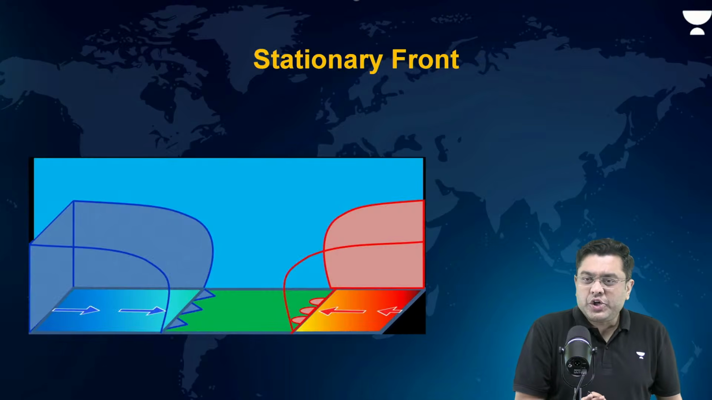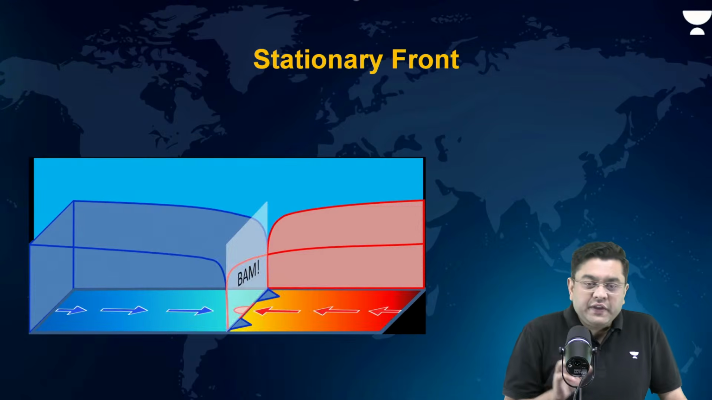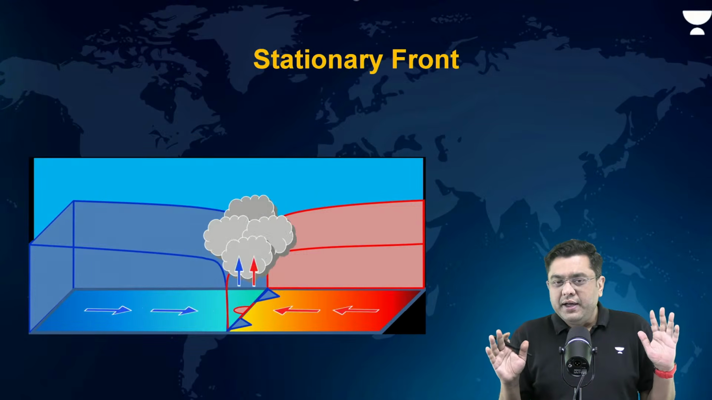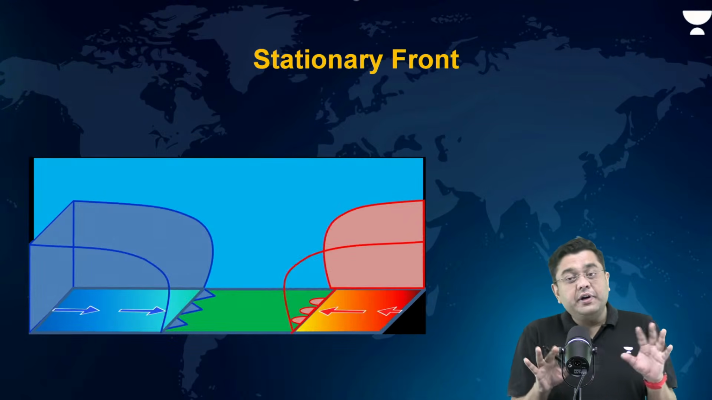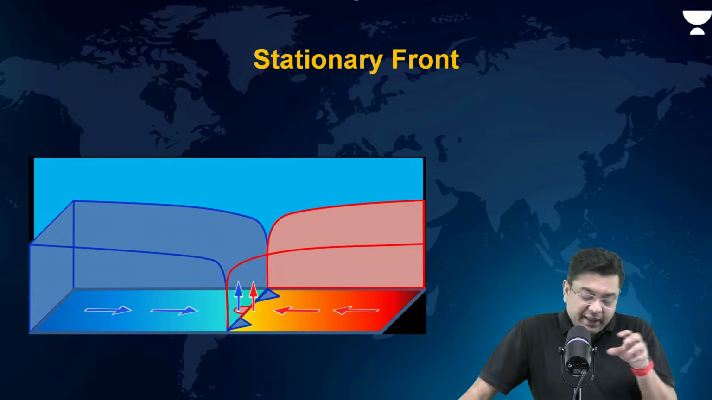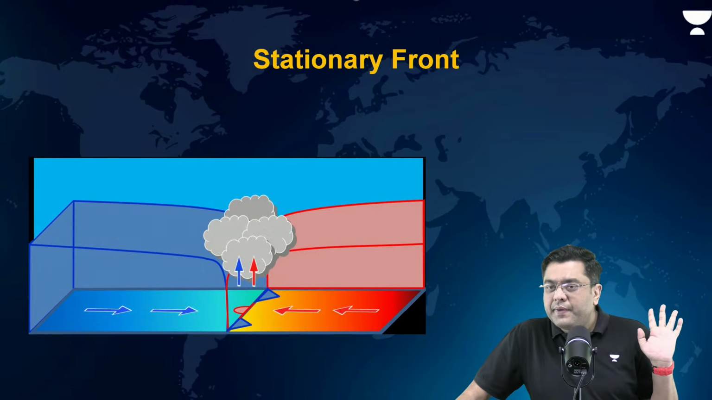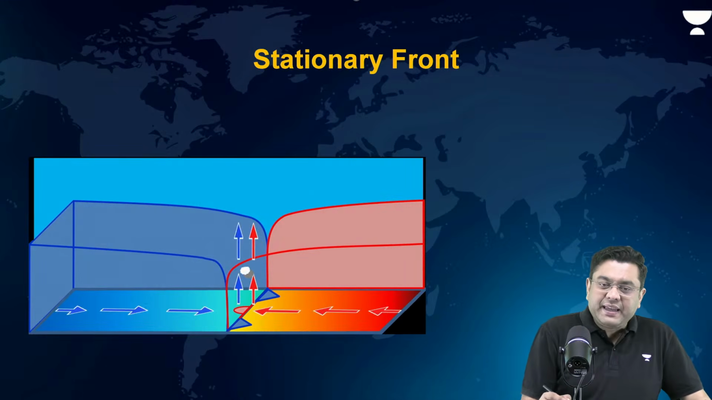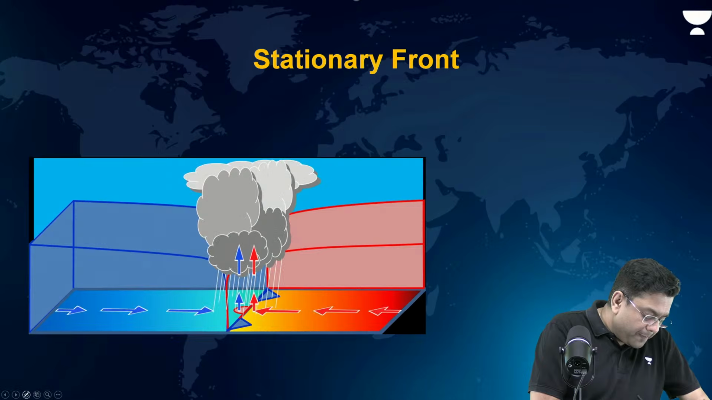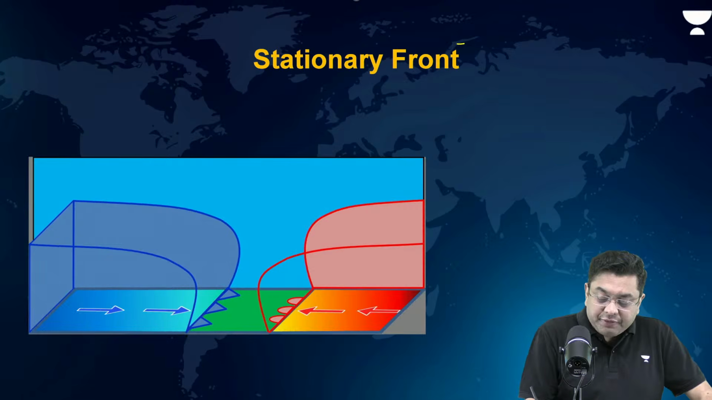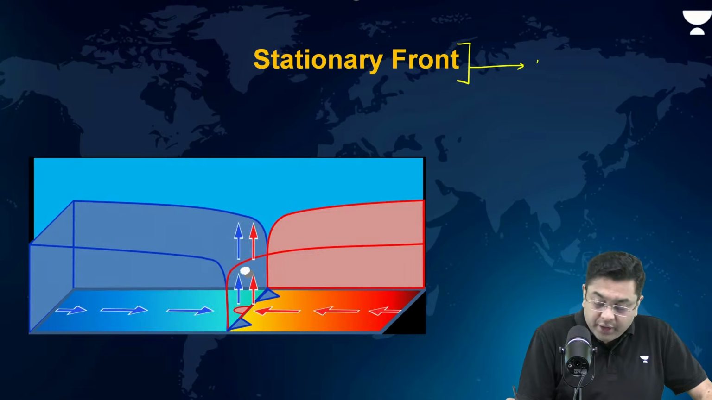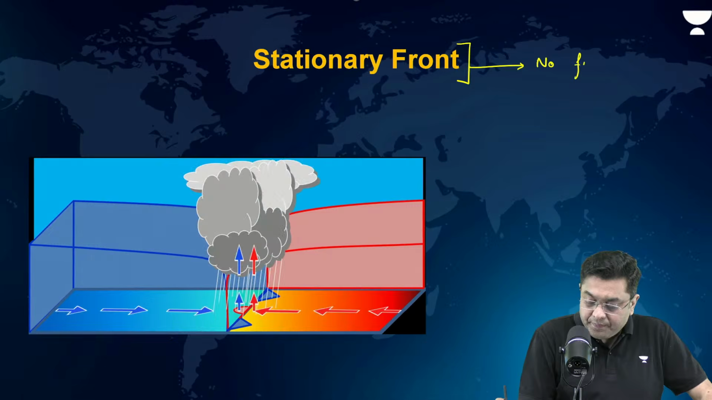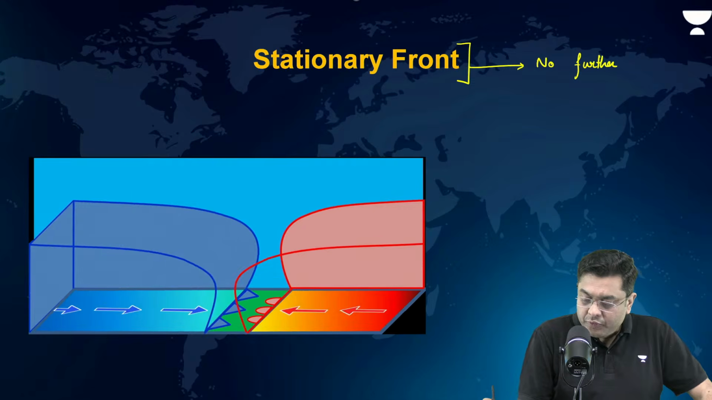So the animation that you saw in this case is the case of a stationary front. Neither the cold air is moving further nor the warm air is moving ahead. They are lying there itself, right? That is a static front. Okay. So basically, yes, Avanti, absolutely. Basically, stationary front means no further movement.